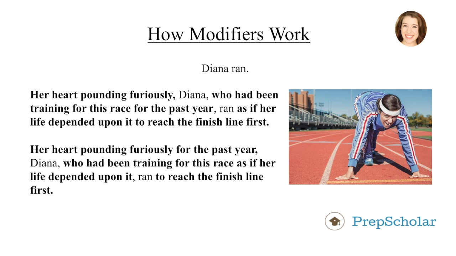It also sounds like she'd been training for this race as if her life depended on it, rather than just running as if her life depended on it, to reach the finish line first. That completely changes what the original sentence meant. And that's why it matters where we put modifiers. We want to make sure we're putting these phrases in the correct place in the sentence so that the sentence will actually make sense. Now, if this seems pretty broad to you, that's okay. It's a broad topic. What we're going to do in this lesson is break down 3 key rules for dealing with modifiers. Let's start with rule number 1.